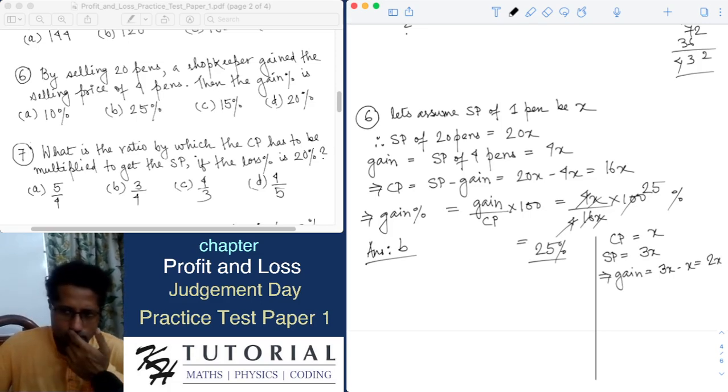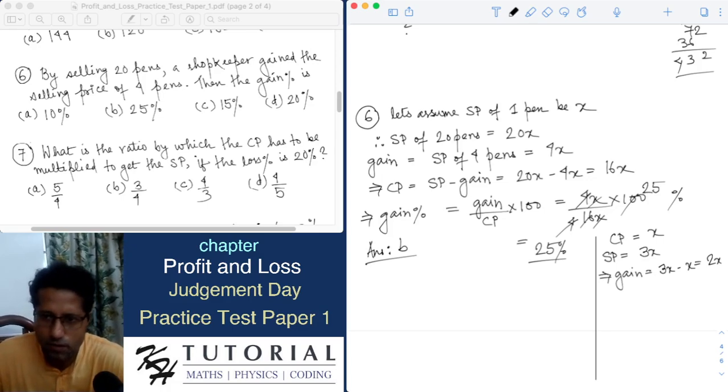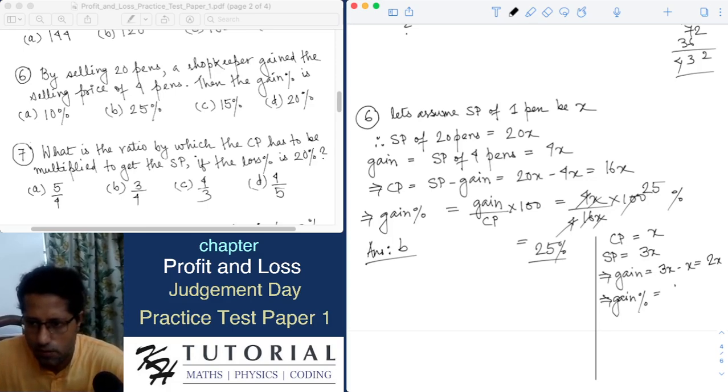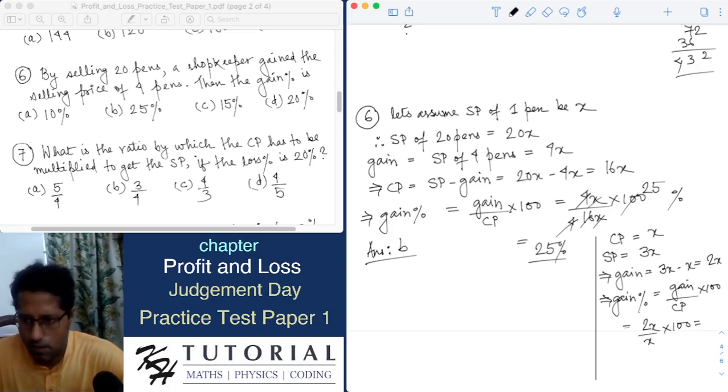So these are all based on one unit of the commodity. Cost price of one unit of some item or commodity is x, and the selling price is 3x, and so the gain per unit is 2x. So this implies gain percent is equal to gain by cost price into 100. This equals 2x by x into 100, which is 200%.